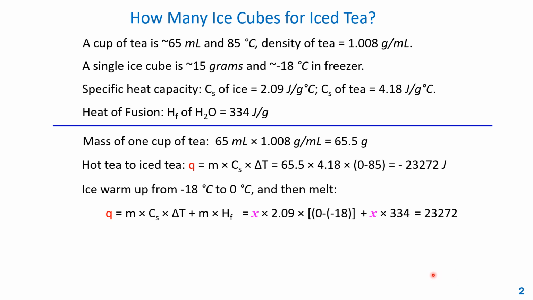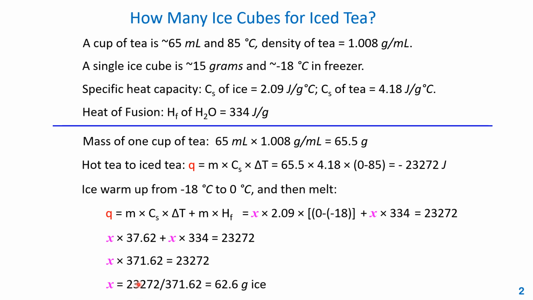Now we can solve for X, which is just the mass. X multiplied by 2.09 times 18 gives 37.62, and then there's 334X. Add these two numbers together, and you get 371.62 times X equals 23,272. X will be 23,272 divided by 371.62. So you calculate that you need 62.6 grams of ice.